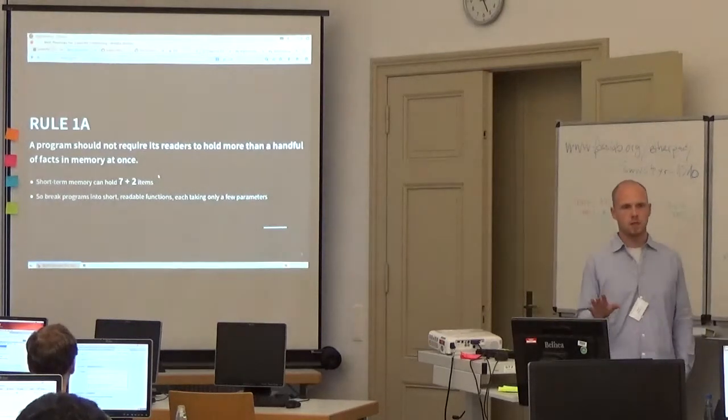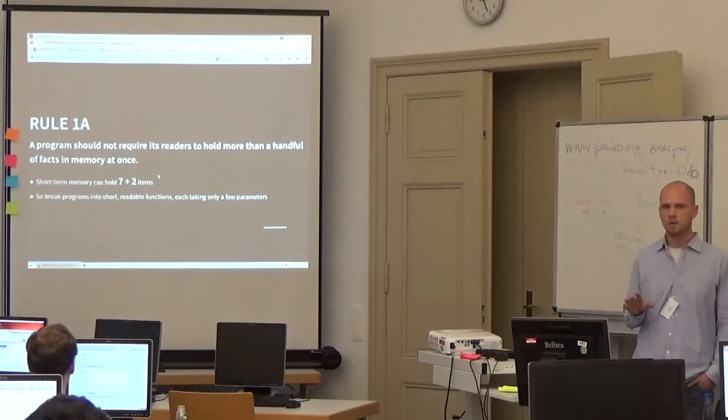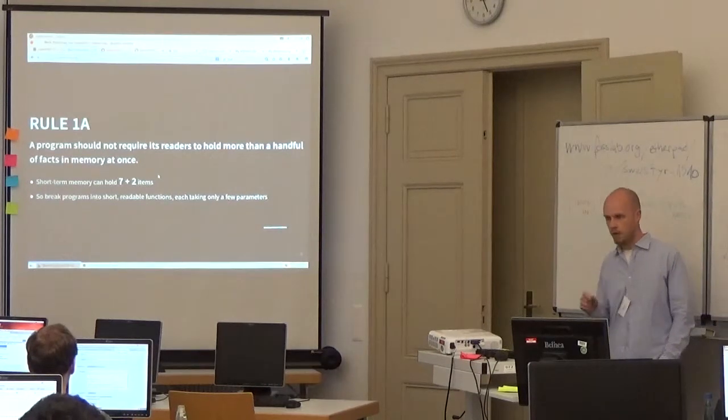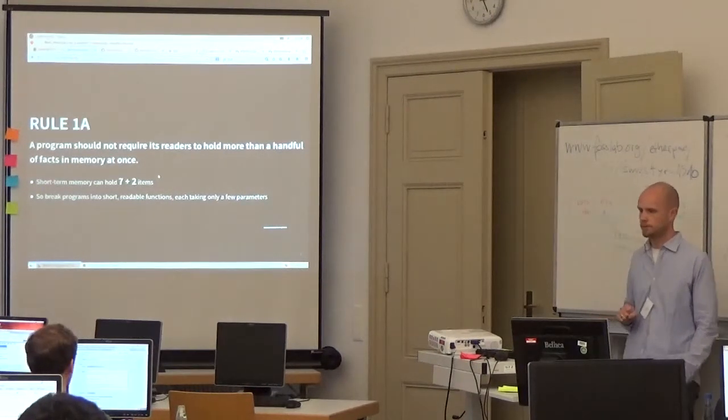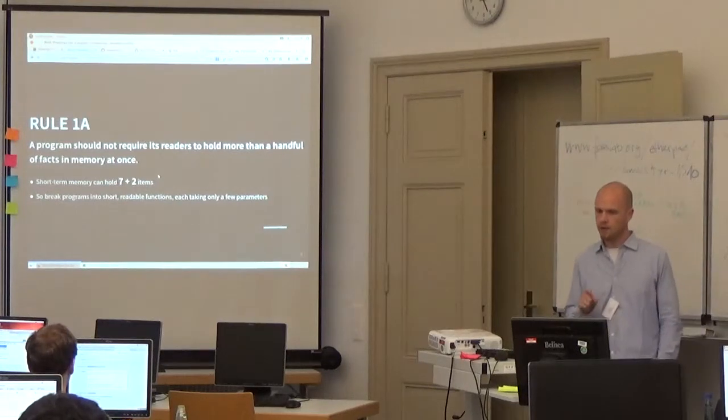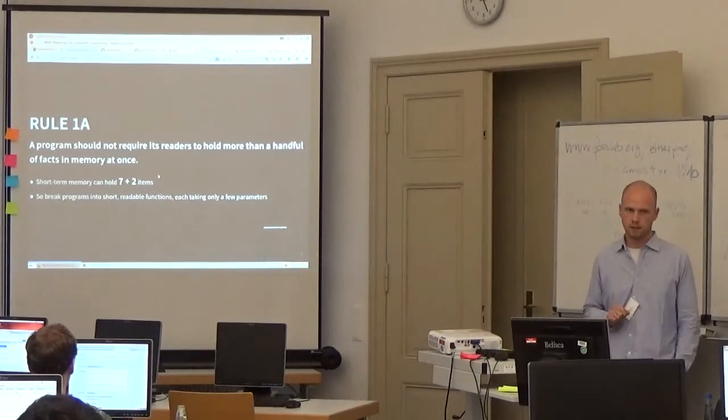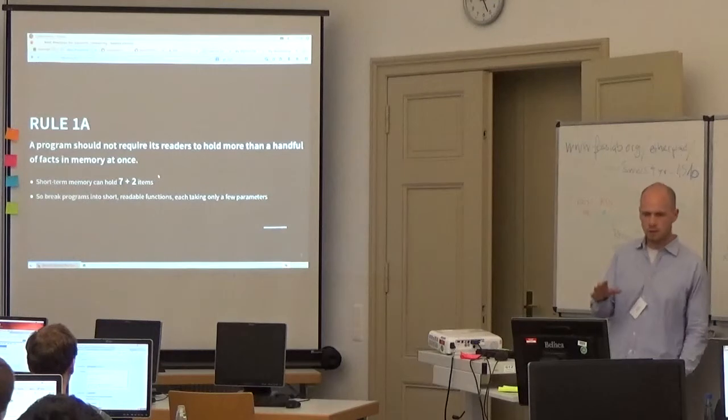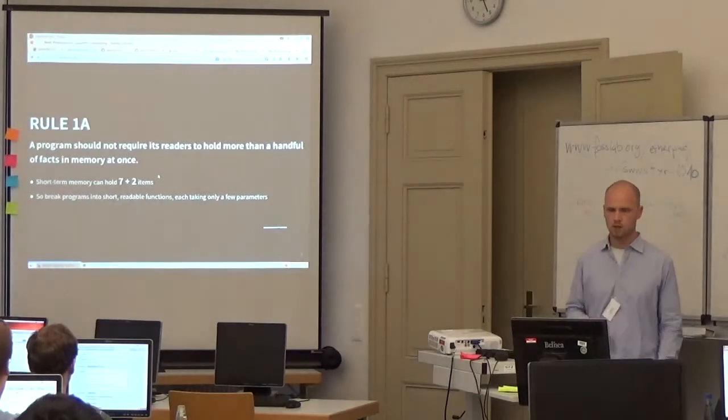7 plus 2 items is the average number of pieces of information that we as humans can keep in short-term memory. Okay? And 7 is not a lot. Right? So try to keep that in mind. Try to make your functions or your object methods as short as possible.